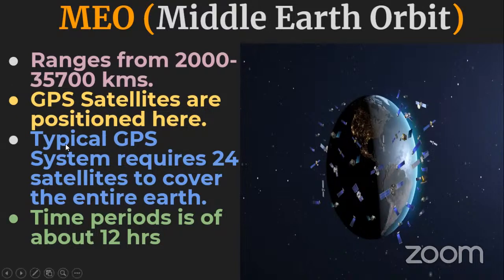So next, what I've written over here is that it typically requires 24 satellites to cover the entire Earth. We'll see that after the next slide.